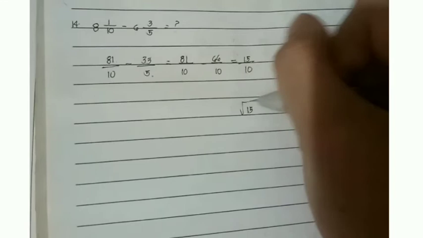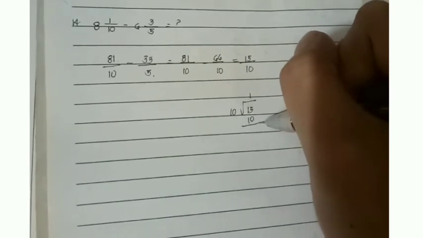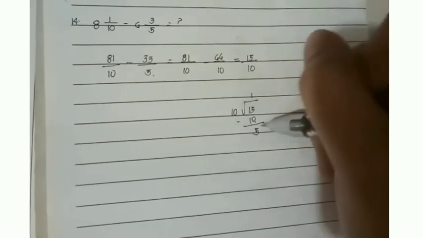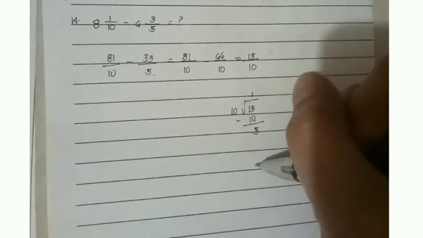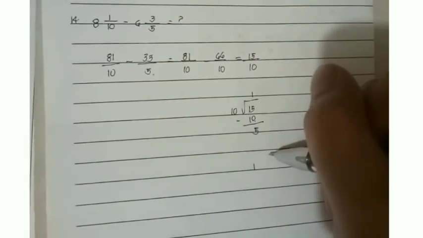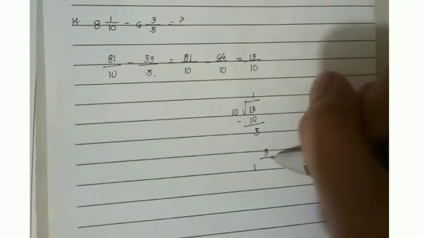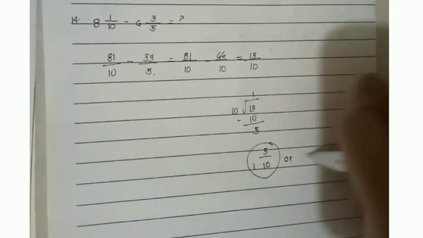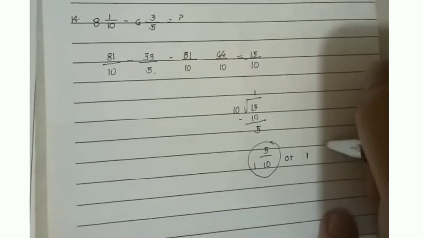Then convert it into mixed number. 15 divided by 10 is equal to 1. 1 times 10 is equal to 10. 15 minus 10 is equal to 5. So our final answer is 1 and 5/10. Or convert it into lowest term, magiging 1 and 1/2.